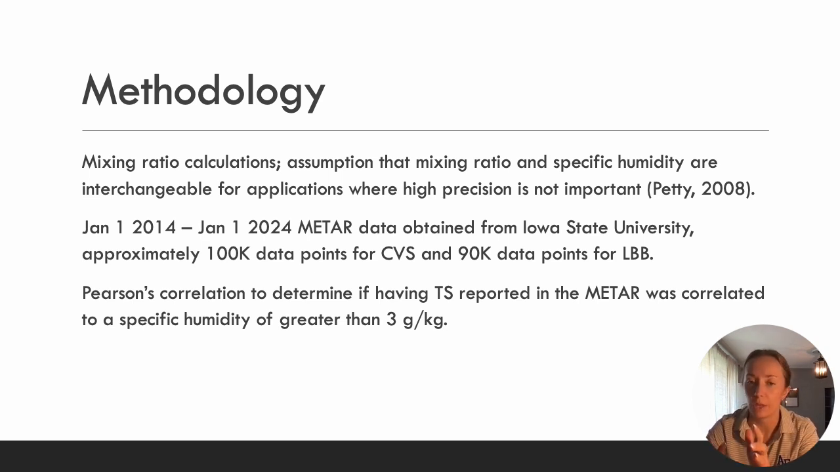Additionally, I used Pearson's correlation to determine if the thunderstorms that were reported in the METAR are correlated to a specific humidity or mixing ratio of greater than 3 grams per kilogram. And this is just because I have seen Pearson's used prior with continuous sets of data combined with a yes-no set of data, right? Obviously I was looking at mixing ratio values as well as if there was a thunderstorm reported or not in a data set, which is obviously a yes-no.